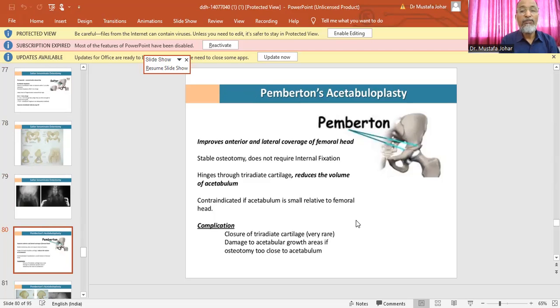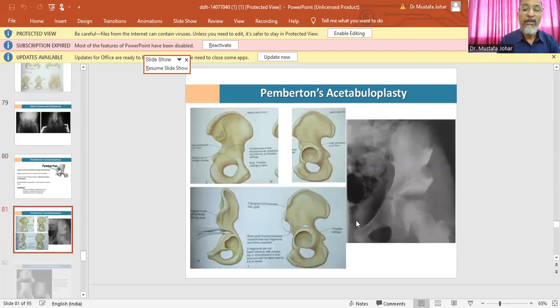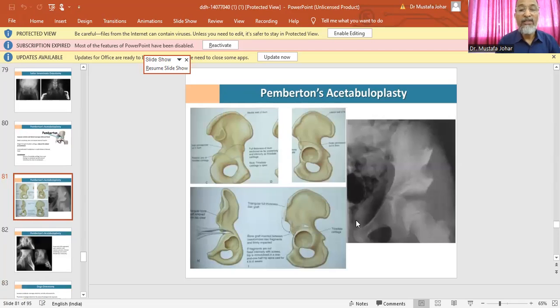Then the complications of the Pemberton osteotomy or acetabuloplasty are closure of the triradiate cartilage, so very, very important, but it occurs very rarely. Then the damage to the acetabular growth increases if the osteotomy is too close to the acetabulum. It should be away from the acetabulum so that the triradiate cartilage is not damaged and the growth of the acetabulum is not hampered. And the Pemberton acetabuloplasty are seen in this picture, and you can see how they are done.